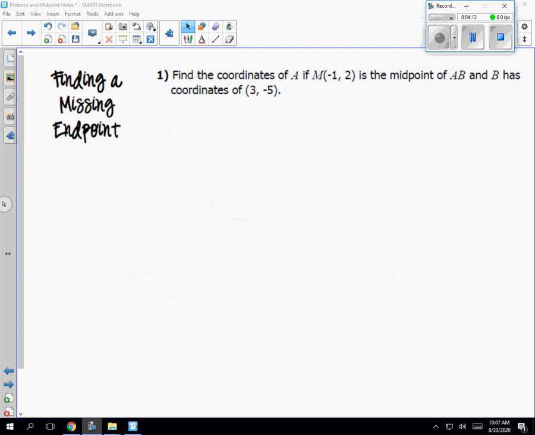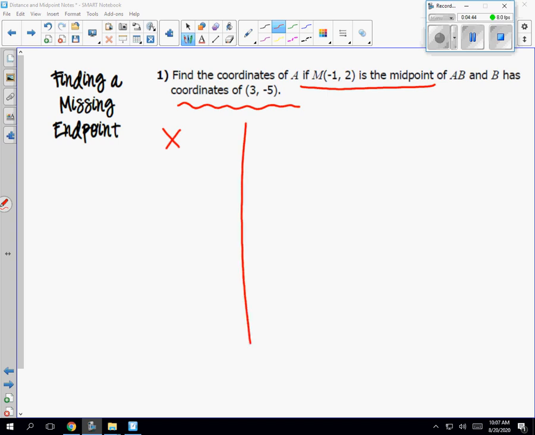Now this example was challenging to students last year, so make sure you're paying attention to this part especially. You're finding a missing endpoint. In these examples, they give you the actual midpoint, and they give you just one of the coordinates, and then you have to find the other coordinate instead of finding the midpoint. They already gave that to you. So I'm going to teach you a little trick that I like to think of: we're going to divide this into an x column and then a y column.